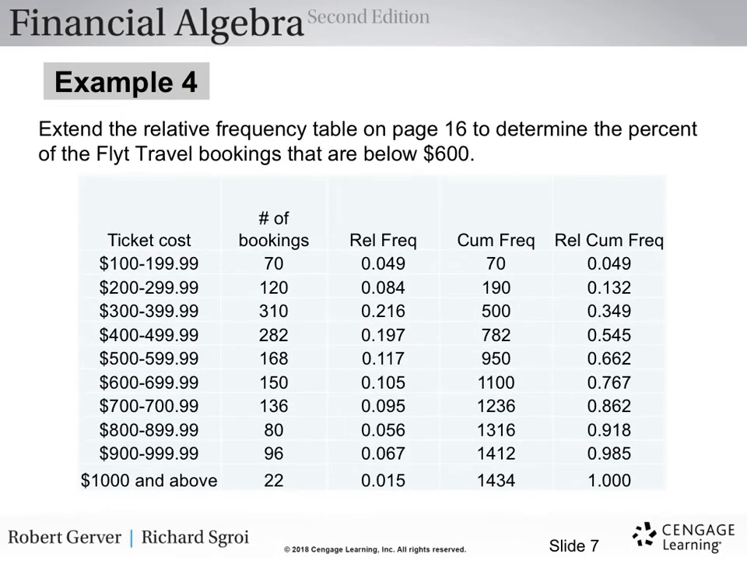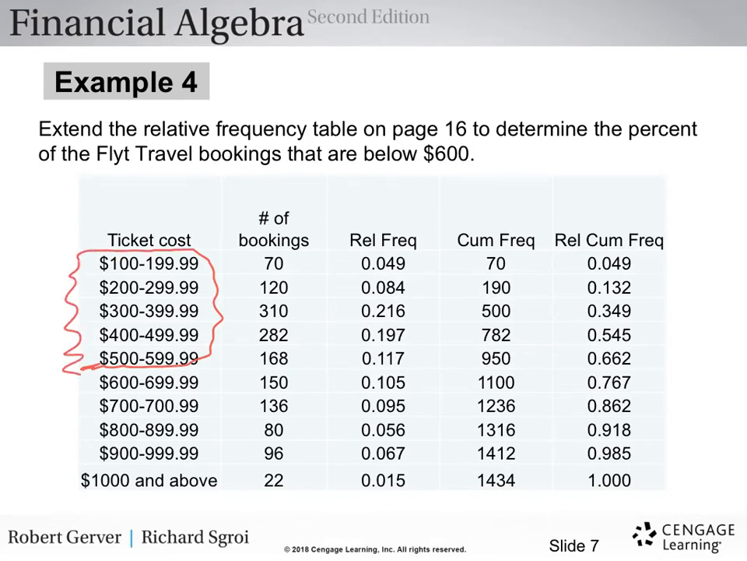All right, now let's look at example 4. Extend the relative frequency table on page 16 to determine the percent of the flight travel bookings that are below $600, okay? So, that are below $600. So now we're looking for everything below 600, all right? So that's basically this range here, this total amount here.